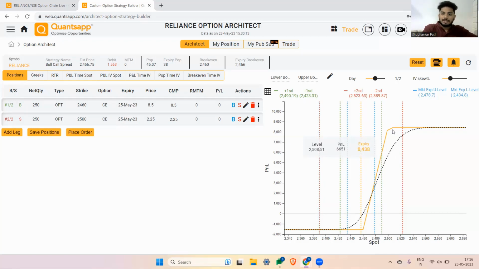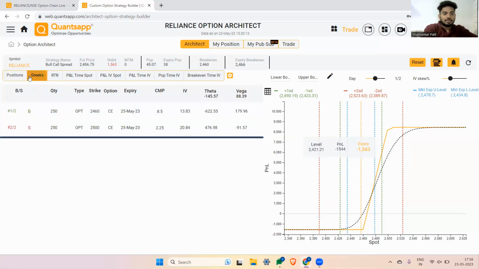But what is the problem? If Reliance moves to 2580, 2510, then your profit also gets capped after some point, right? So this is not as exposed as the long call, wherein you are getting undefined profits. Over here, the profits will be capped after some point.